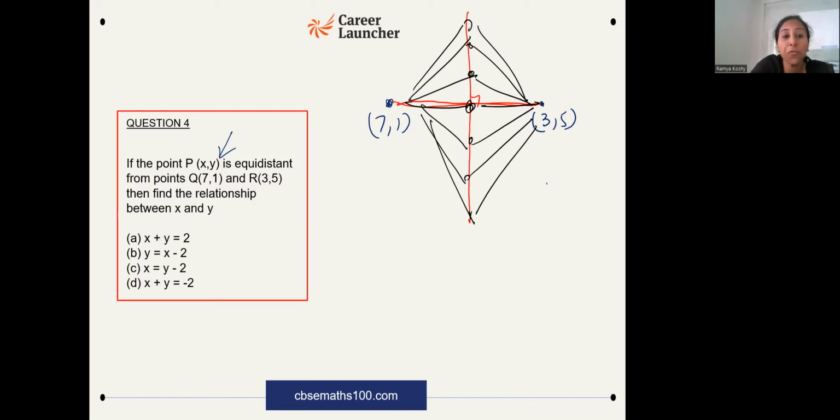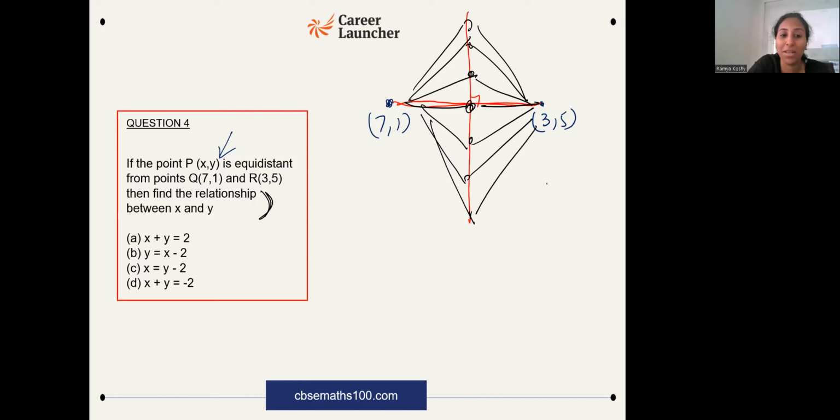So when they ask you to find the relationship between x and y, if they wanted to complicate the question, they could have also asked you to find the equation of the perpendicular bisector. So that time don't get shocked. That just means find out the relation between x and y for all the points which are the same distance from these 2 points. So which concept should you use to answer this question? Midpoint formula or distance formula? You should use the distance formula.